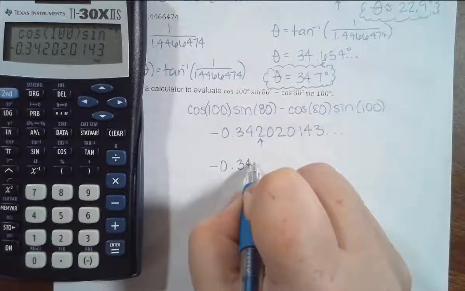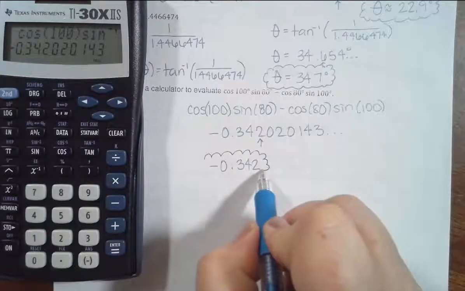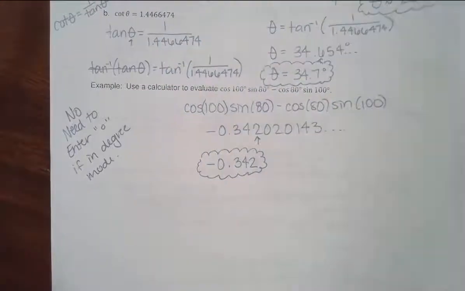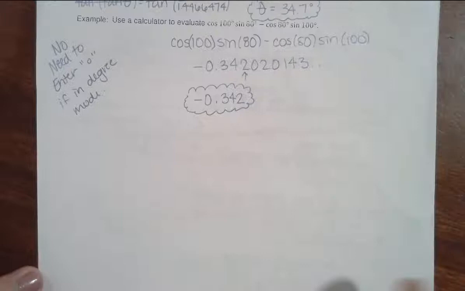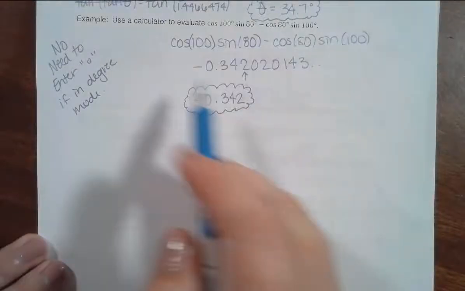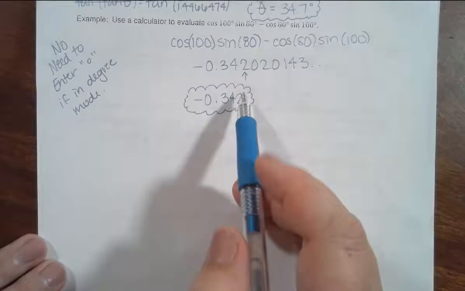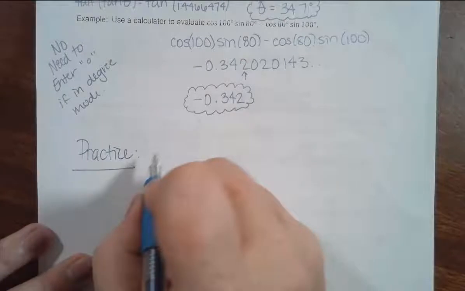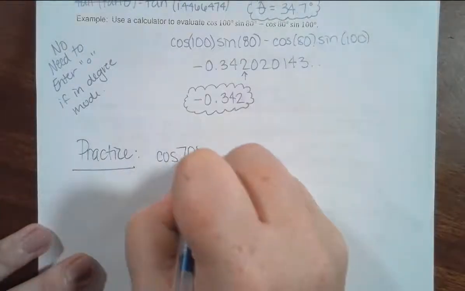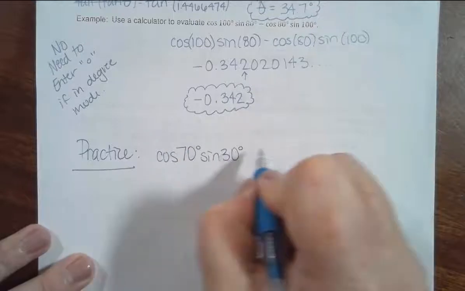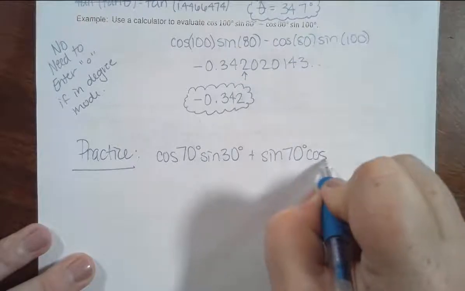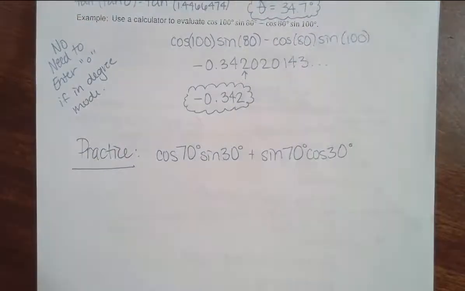Okay. So hopefully this hasn't been a horrible section so far, just learning to use your calculator to evaluate or get approximations for trig function values. So I want to give you one like this just to type in to make sure you get the same thing I do. Make sure your calculator's on point. So I want you to try cosine 70 degrees, sine 30 degrees, plus sine 70 degrees, cosine 30 degrees. Okay? So go ahead and pause the video, give that a whirl, and then we'll see how you did when you play the video again. Okay?